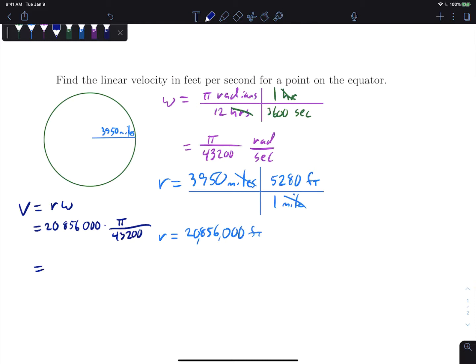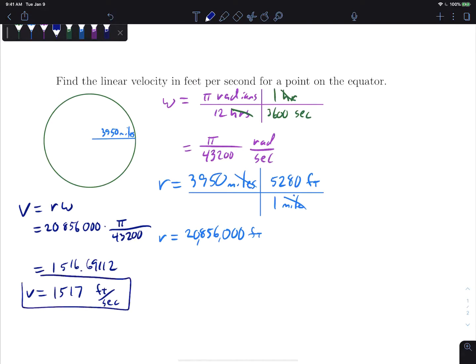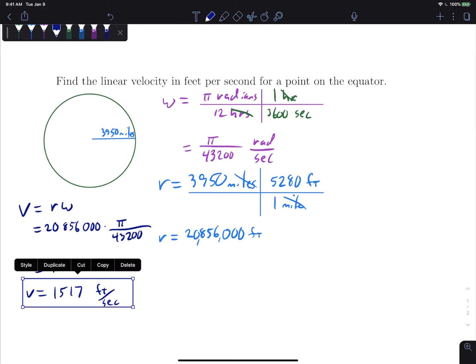So this is 1,516.69112, rounding to the nearest whole, 1,517 feet per second. So there you go. If you're standing at the equator, you have a linear velocity of 1,517 feet per second relative to the axis of the Earth, basically, if you're just going along with the revolution of the Earth.